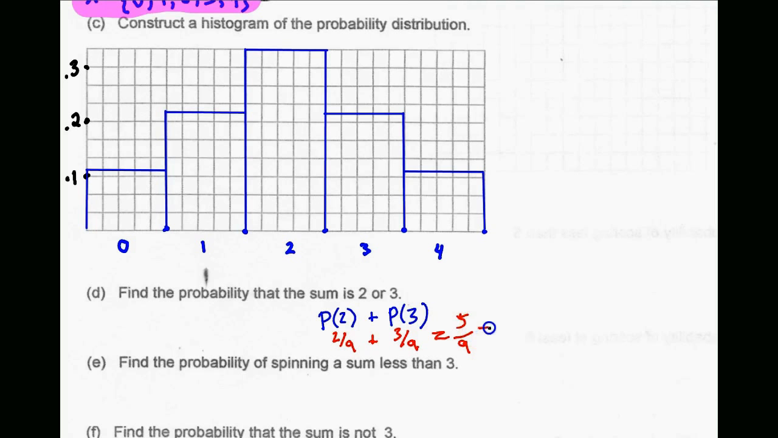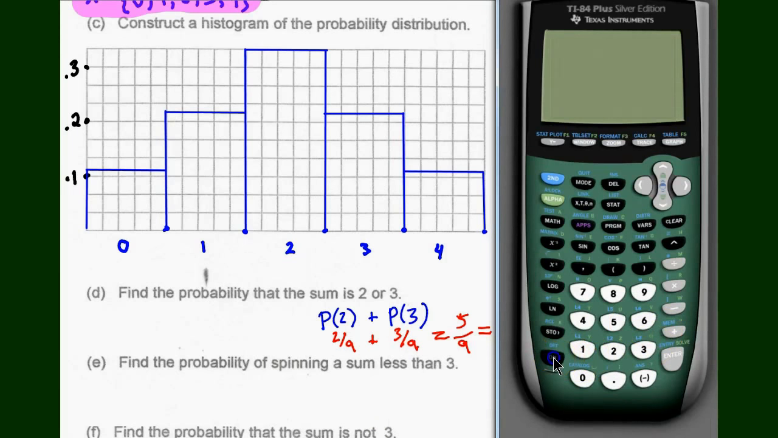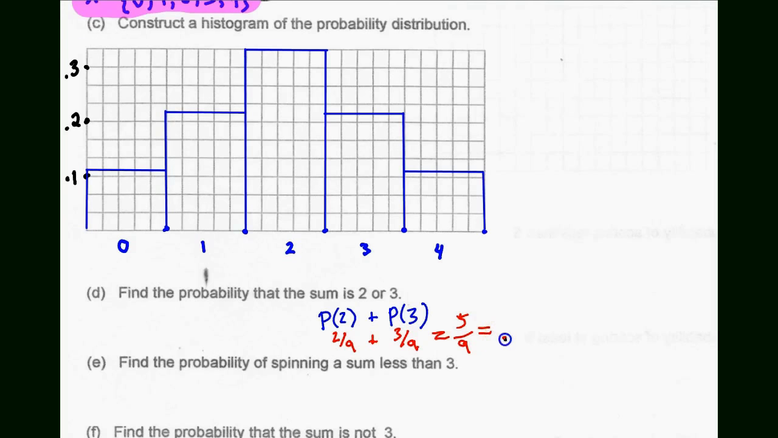Which equals? You might need a calculator on some of these. 5 divided by 9. Some of you have this on your calculator, you hit mode, and it says float. That's how many decimal places you want it to round to. So I can go to 3. I always want to round to 3. And that way it'll just automatically round it for me. So 0.556. That's the answer.